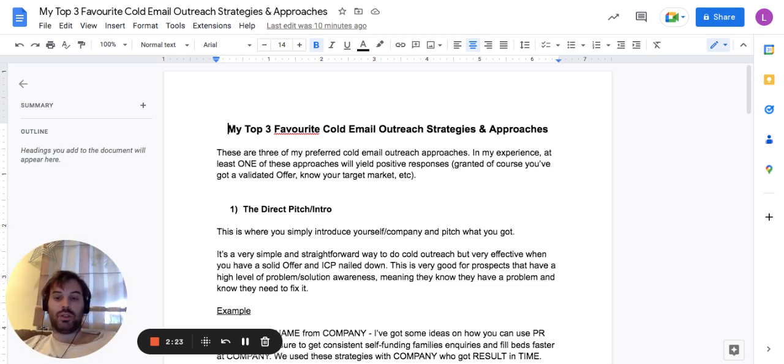It's also really good for generating buyer intent leads or booking buying intent sales meetings. Because of the nature of this outreach, you're typically only going to get people replying who have a high level of problem solution awareness, meaning they know they have the problem you solve and they know they need to fix it relatively soon. So this is really good for generating those buying intent leads.